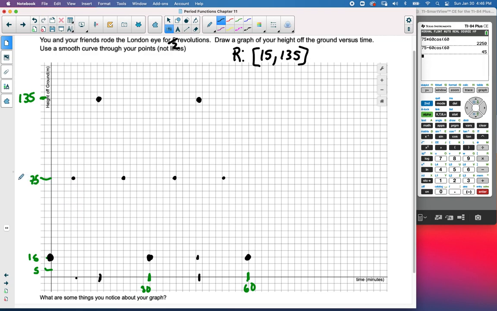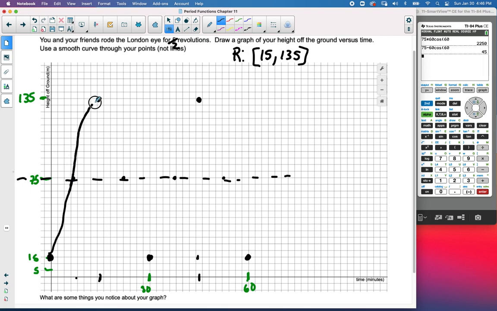So this is kind of an important line that we can draw here. It's kind of the halfway point, right? It's the halfway point between the min and the maxes, right? And so when we draw our periodic function, you're going to use a smooth curve that goes through those points. This is going to be challenging for me, but it's going to be a smooth curve, not a line that goes through the points, but a curve.